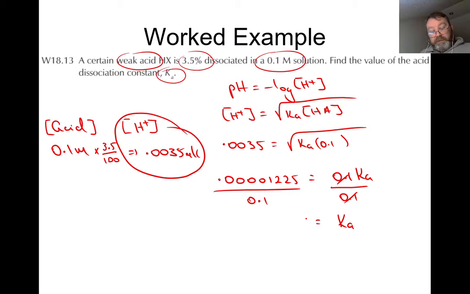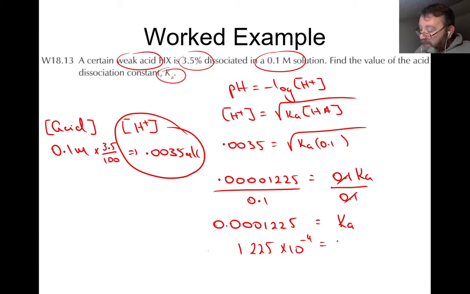So divide that by 0.1, and you get an answer now, hopefully in scientific notation, of, no, you don't actually, it comes out on the calculator as 0.001225, okay? Which is the same as if we were going to say 1.225 by 10 to the power of minus 3. And that's your Ka value.